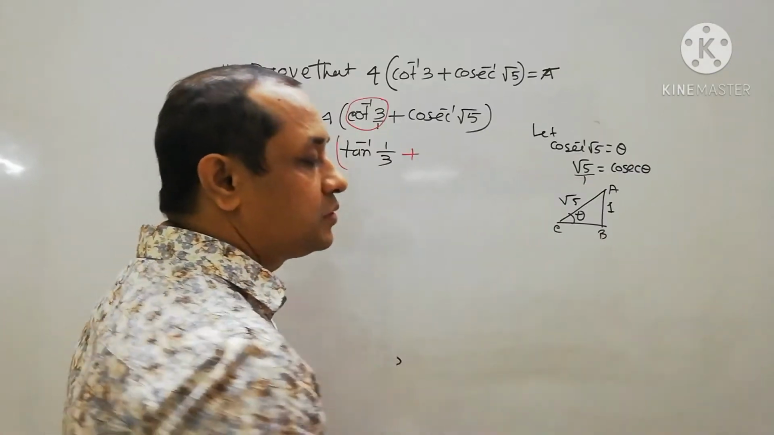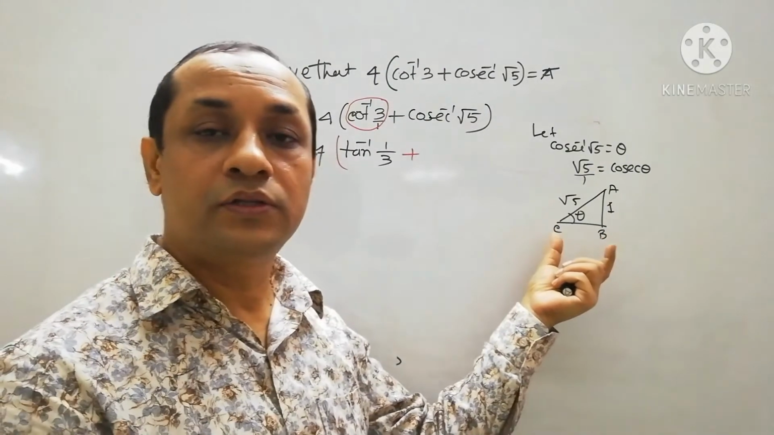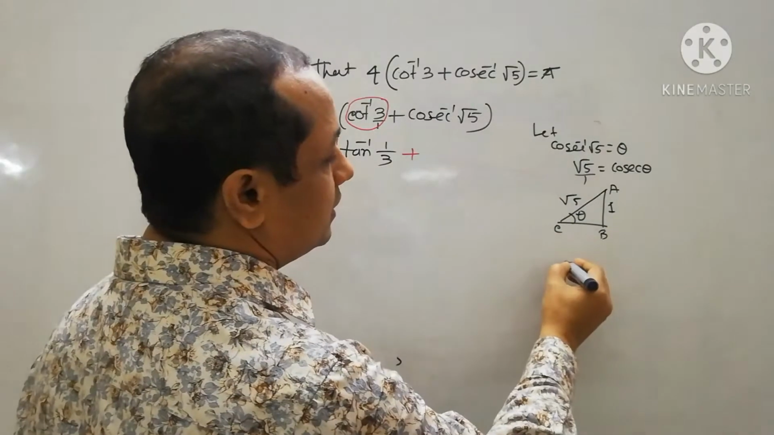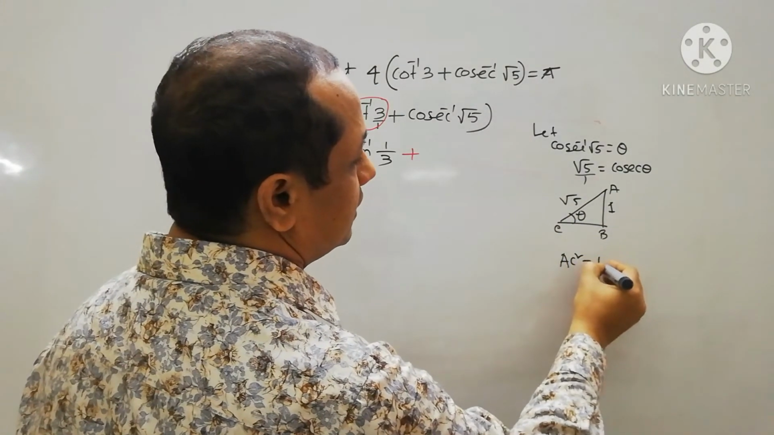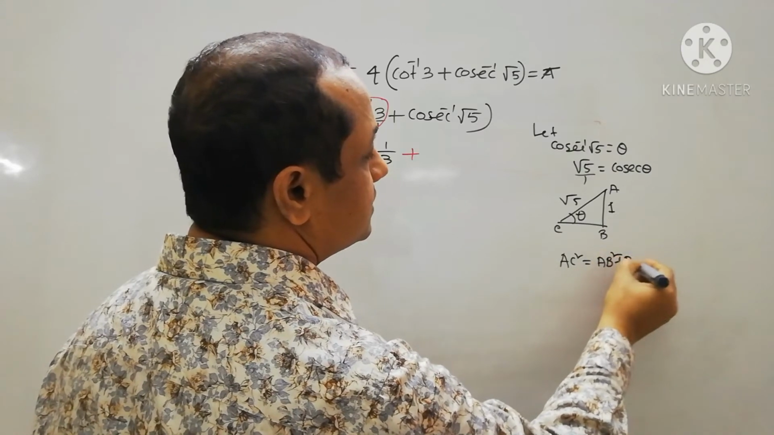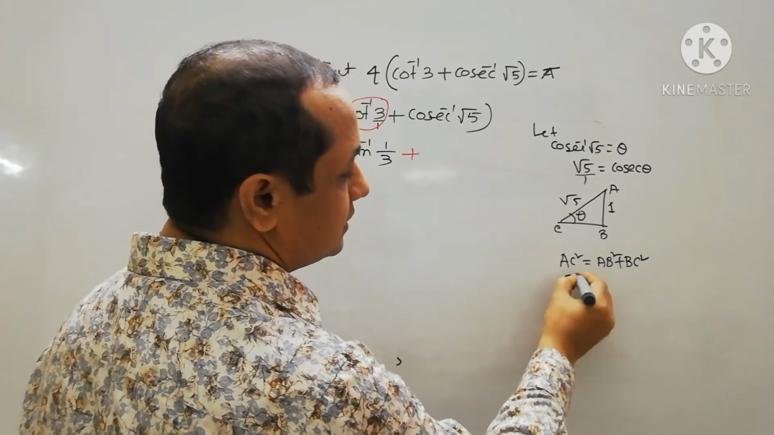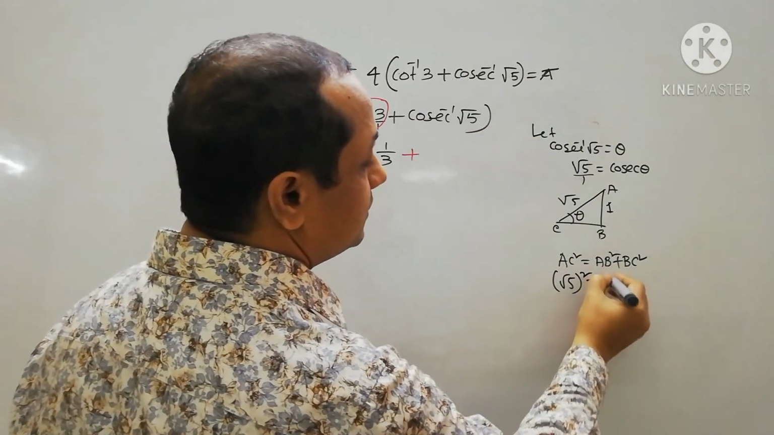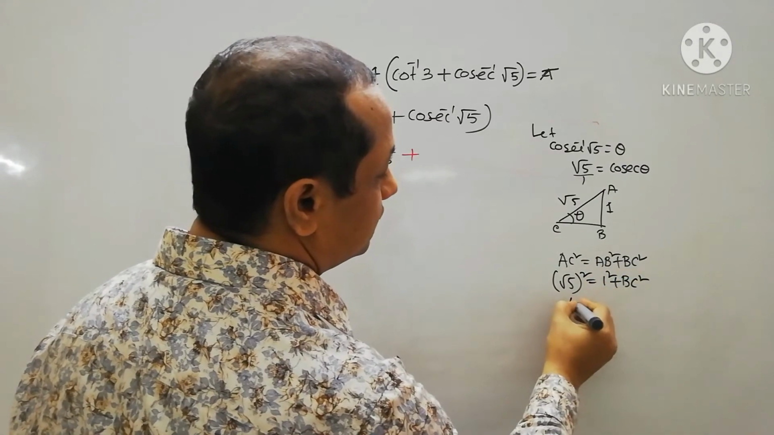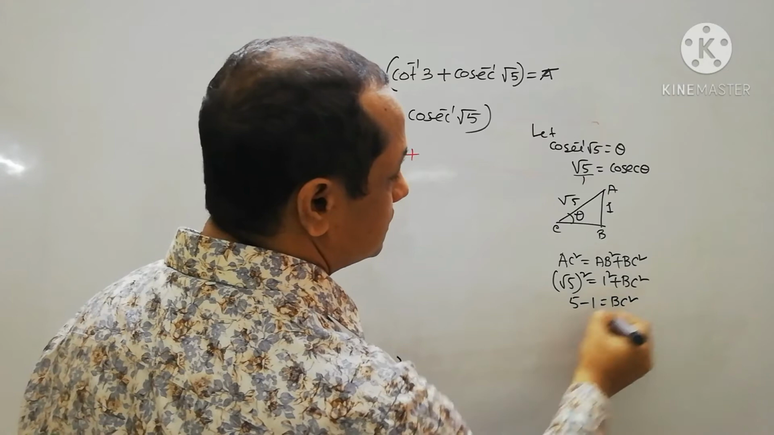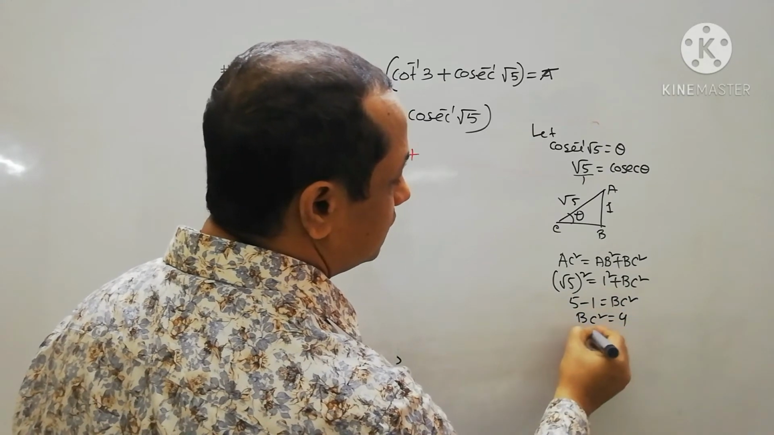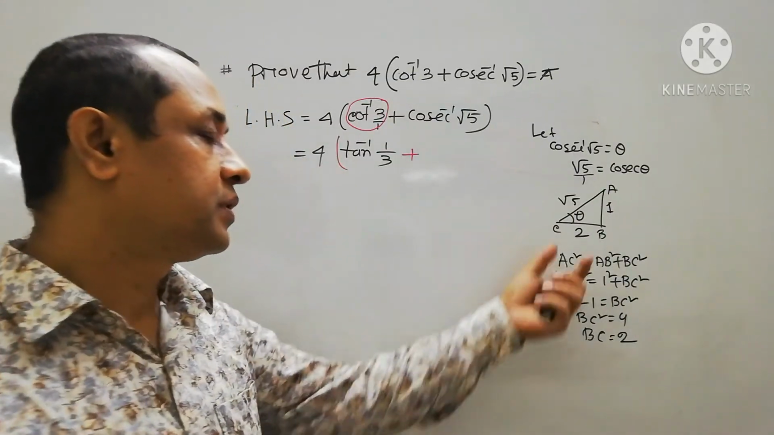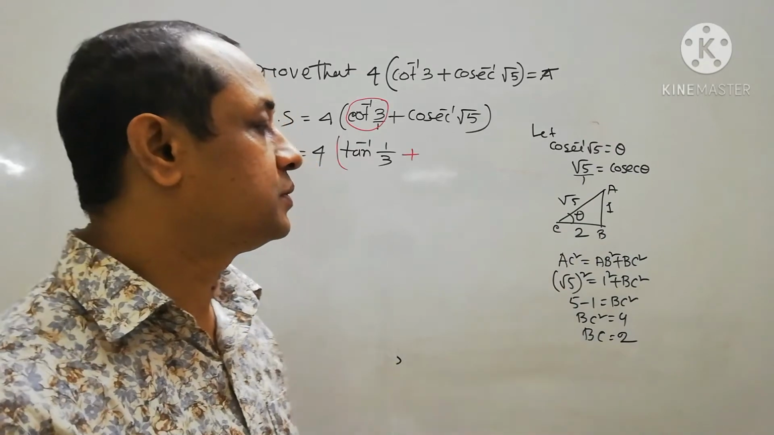Now find the length of BC, the base. So using the Pythagoras theorem, AC square equals AB square plus BC square. Now putting the value of AC as root 5, root 5 whole square equals AB is 1, so 1 plus BC square, or 5 minus 1 equals BC square. So BC square equals 4. Now BC equals 2. So student, here BC equals 2, the base is 2.